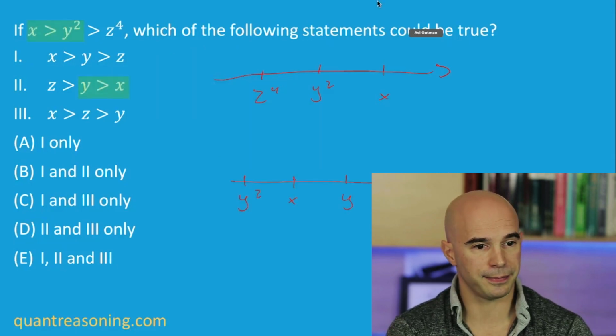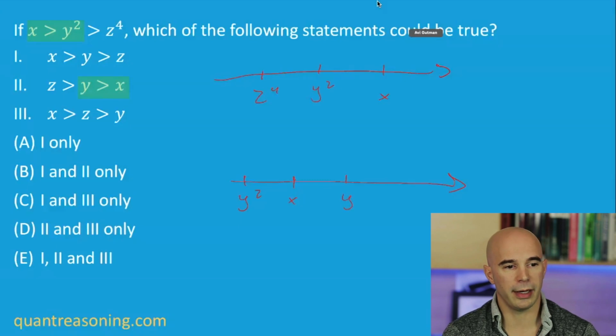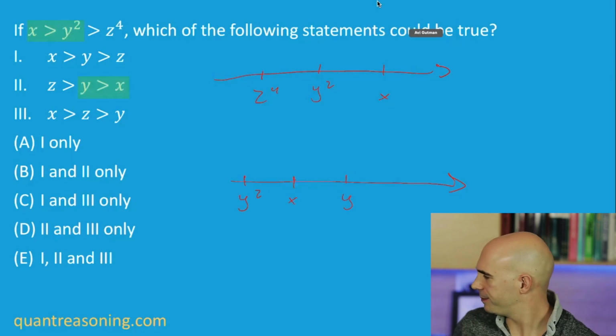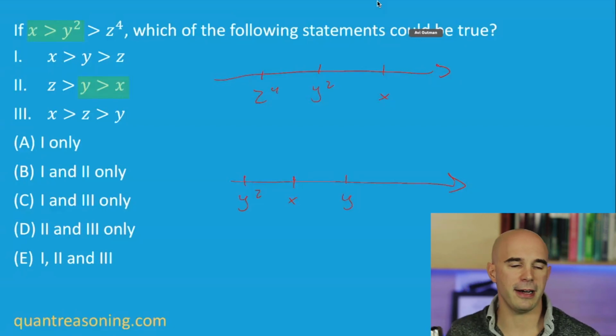Is this possible? X is between y squared and y, such that y is greater than y squared. That's what it's asking. Y is to the right of y squared? Like, how does that happen? When y is a fraction. Very good. So if y is a fraction, then for sure y squared would be to the left of y. But how do you put x in between them?